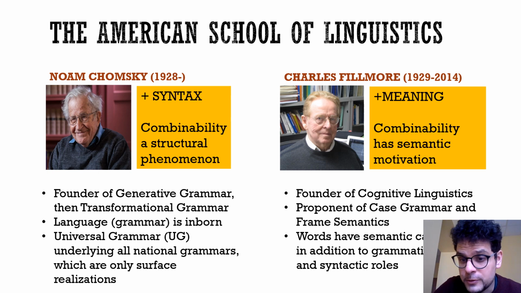Universal grammar is a very famous notion. The main idea of Chomsky is that language is inborn, and that all the different national grammars that we know, like the grammar of Lithuanian, the grammar of English, and all the other grammars, are just surface realizations of something deeper, a bit like, how can I say, different frames, but the picture behind is the same. So that's the idea: there is a universal grammar underlying all the surface realizations of national grammars.